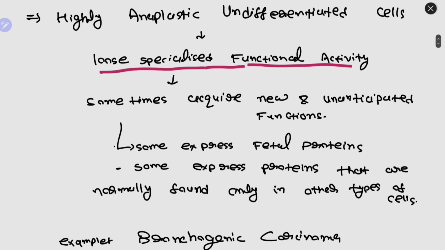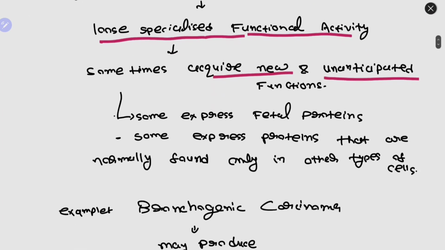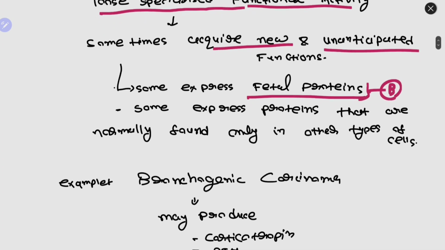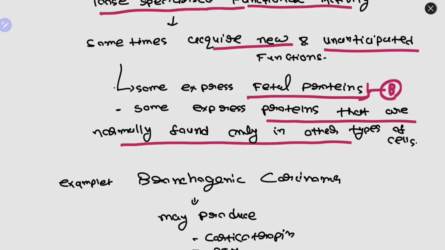Okay, they lose. Sometimes they acquire new, unanticipated function. We don't want that function they acquire, and they start doing it. Like some tumors express fetal proteins. Obviously they are fetal proteins, so they would not be present in an adult body. But if there is a tumor and they acquire this kind of function, then they will secrete fetal protein in our blood. And the other line is that some tumors express proteins that are normally found only in the other type of cells.